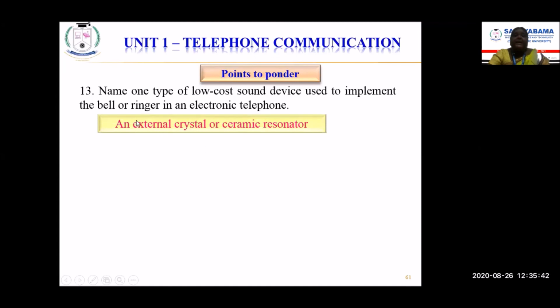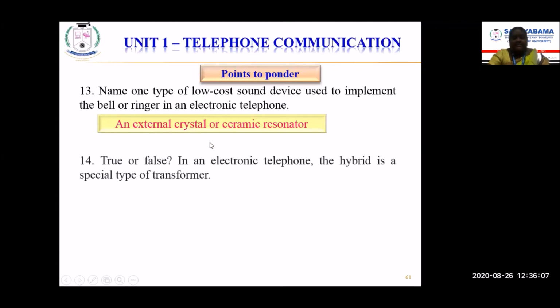So it is going to be an external crystal or a ceramic resonator. Something you told, piezoelectric sound element, is similar to that. A ceramic resonator or the external crystal oscillator is going to provide the ringing sound whenever the ringing voltage is applied to that particular circuitry. It will be producing the ringing sound. That is going to be the sound element. Okay, let's move on to the next question.